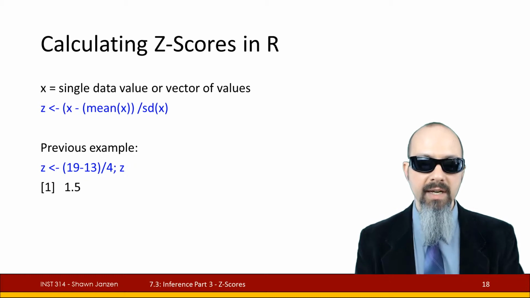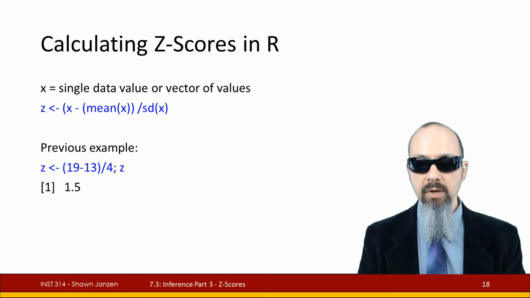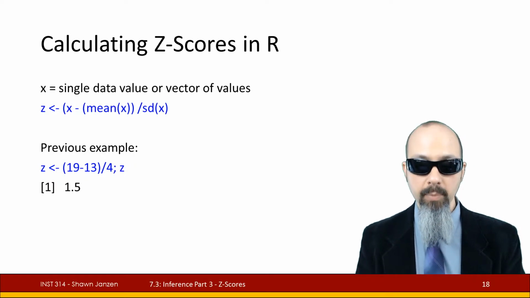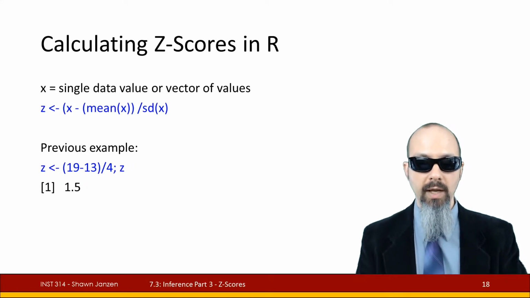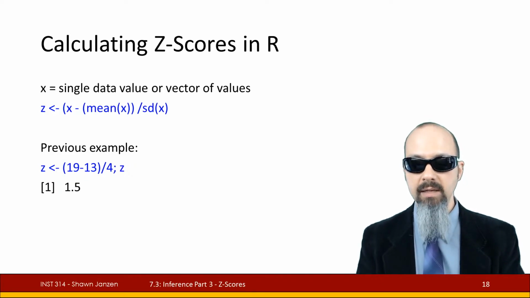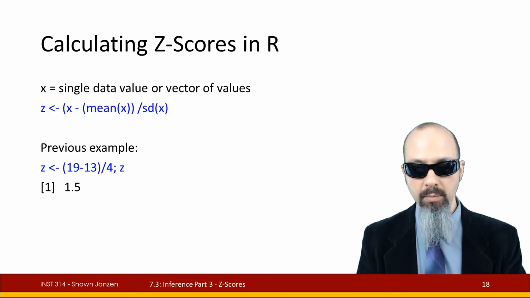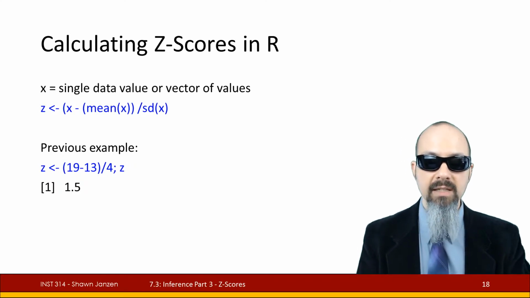So how can we calculate a z-score in R? I don't have a nice easy formula for you like pnorm, but it's fairly straightforward to just use it like a calculator. We can put in parentheses x minus the mean of x, where x is some vector of data that we have saved, divided by the standard deviation of x, and assign it into z. If I show you an example here, we could use z as 19 minus 13 divided by 4, putting parentheses around the 19 minus 13 to keep the order of operations intact, and that tells us 1.5.